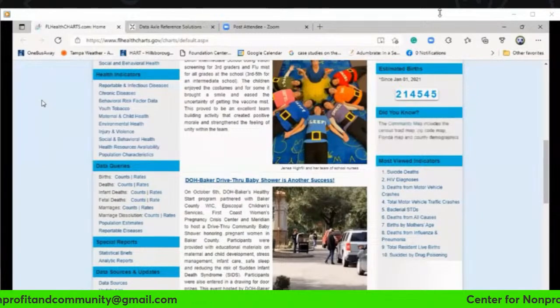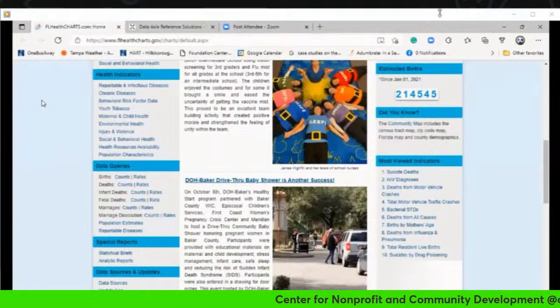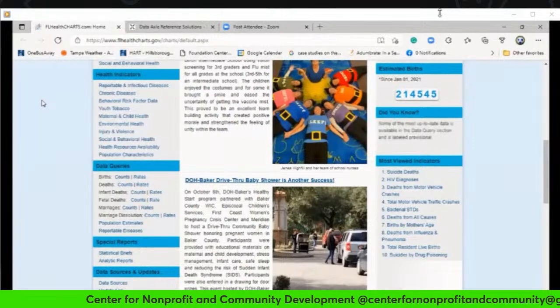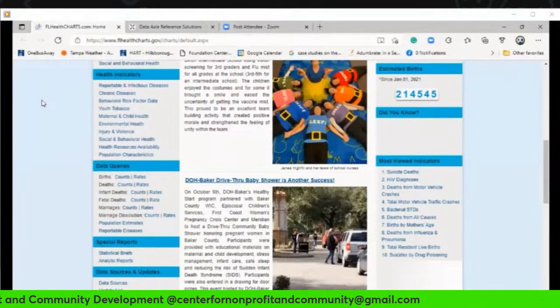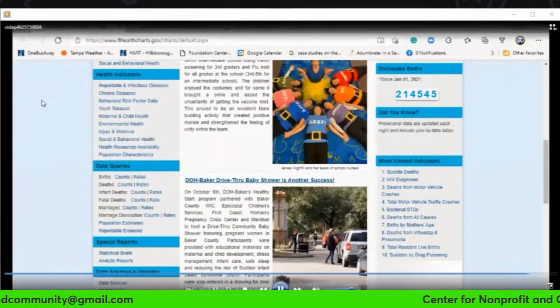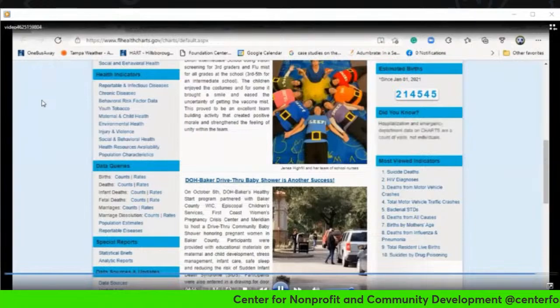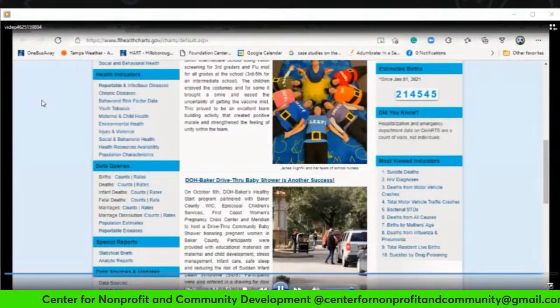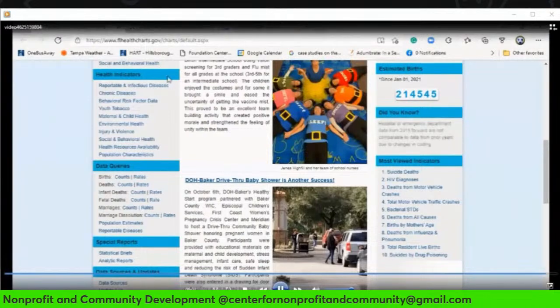So you can also get information related to births and deaths. This is a wealth of information here. I'd be all day long if I kept stopping to try to show the different data sets that you can click on to get the information that you need. So let's go to the last and final data set.